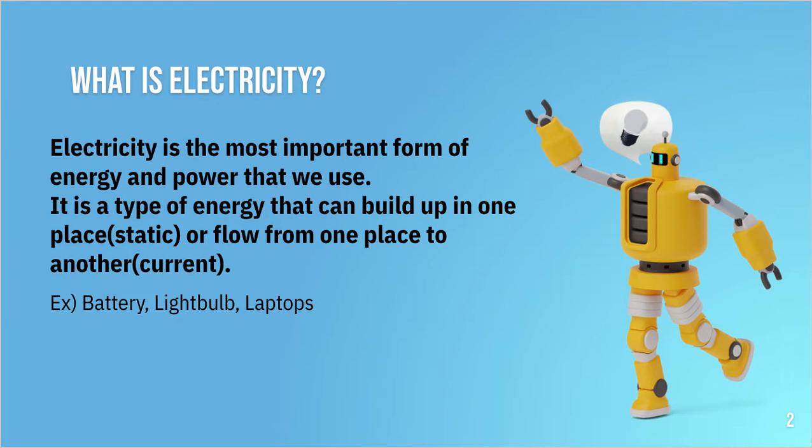So let's remind ourselves, what is electricity? Electricity is a type of energy that can build up in one place or flow from one place to another. It is the most important form of energy and power that we use. Some examples of these are batteries, which store chemical energy and convert it into electrical energy, or electricity, and electricity can be used to power devices such as light bulbs and laptops.